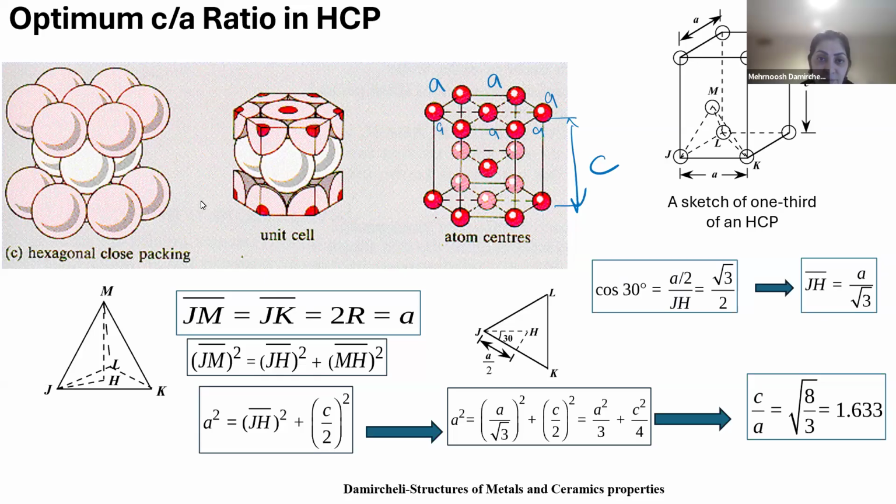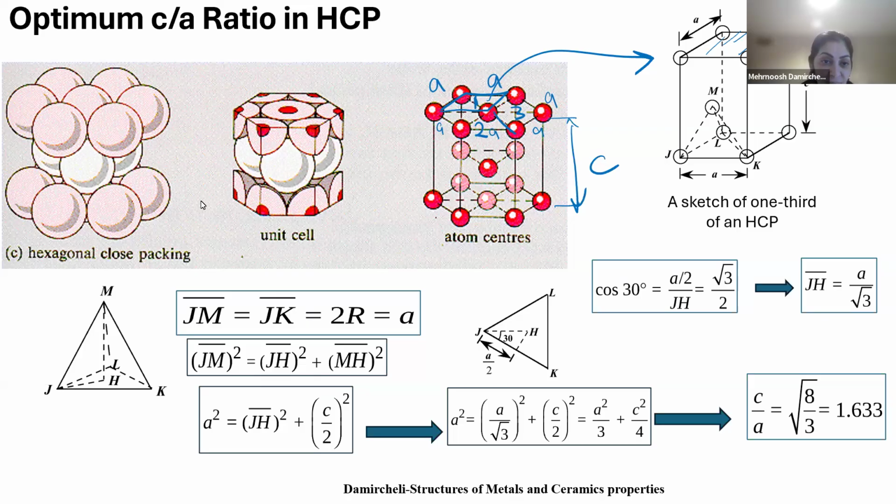Look at this. It's a sketch of 1/3 of HCP. I show how it is 1/3. Look at this, it is part 1, it is part 2, and it is part 3. So it is part 1 only, and the height is C.